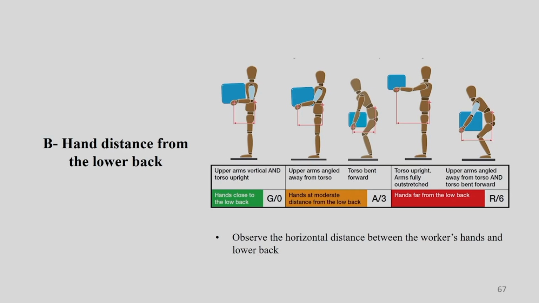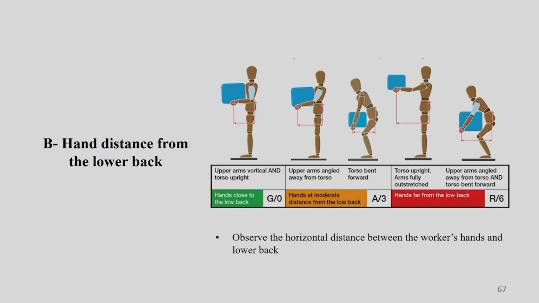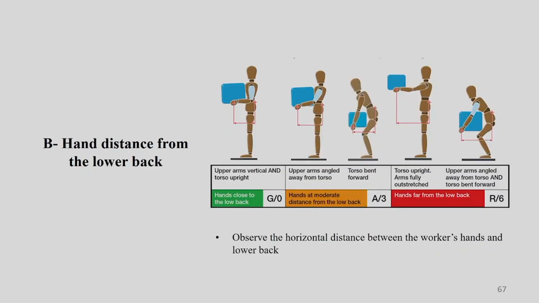The upper arm is vertical and you are holding your torso upright. So there is no bending, no twisting, no side bending, nothing. In that case you also need to see that the hands are close to the lower back. So you are looking for the best possible option: your hands are very close to your lower back. You can refer to this picture. If you get a similar picture from your case, then you can assign it as Z, and G means it's a 0, green.